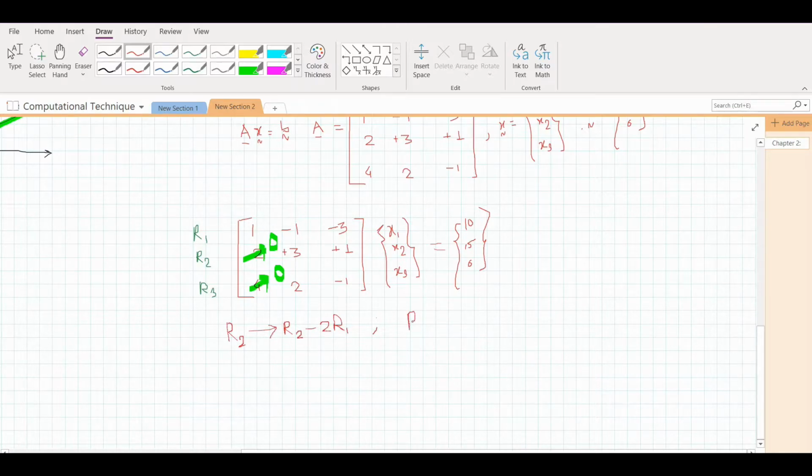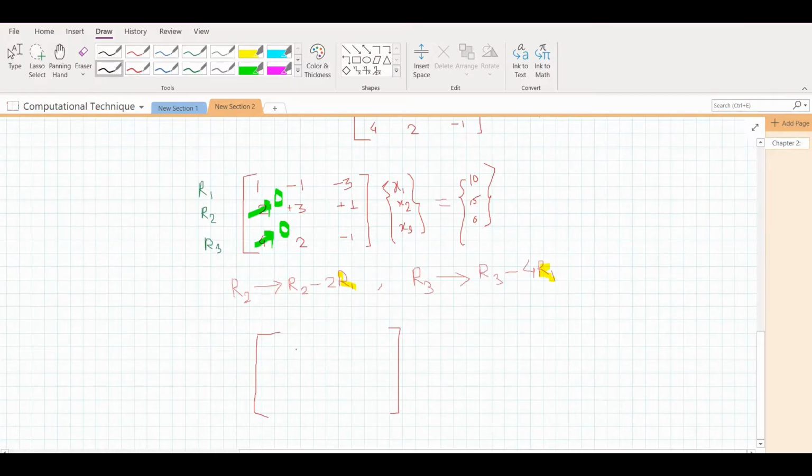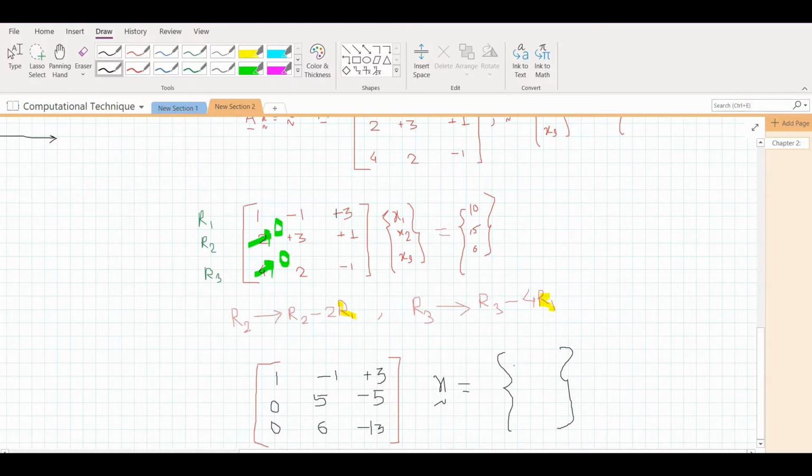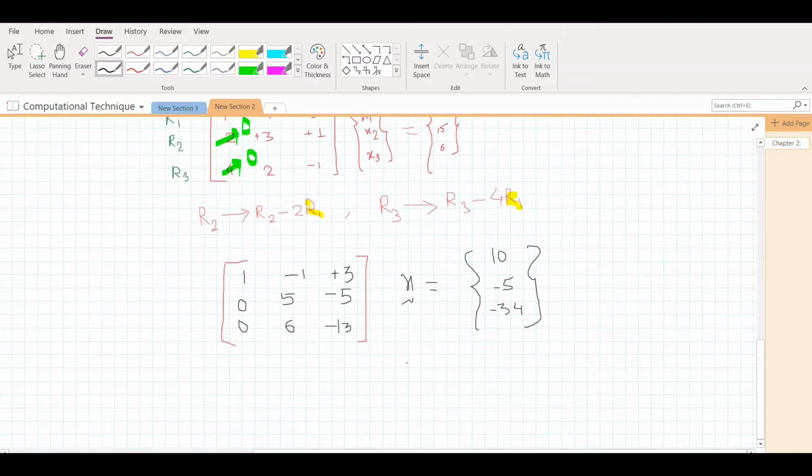And similarly, your new R3 can be R3 minus 4R1. So here we have kept R1 the same. Then what you'll have here is, here also you have to do the same. So here you get 10. Here you get 15 minus twice of this, you get minus 5. And then here 6 minus 4 times of this, 40. So that is minus 34.